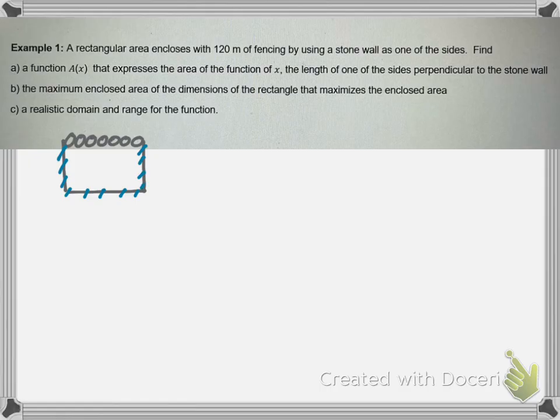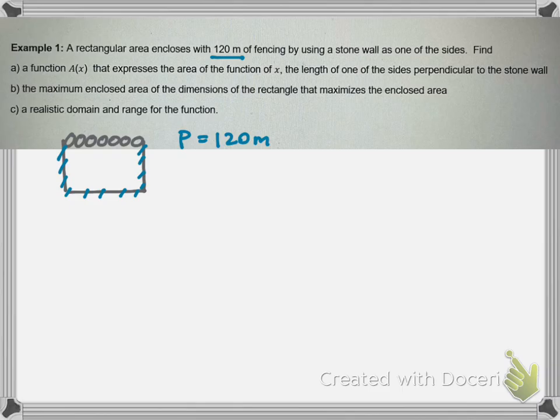And what I know is that it's going to enclose a rectangular area, and I have 120 meters of fencing. Notice the unit is not meters squared. If it was meters squared, we'd be talking about area. But because we said 120 meters, we know we're talking about perimeter. So the perimeter is equal to 120 meters. What we need to do is find a function A of x that expresses the area in terms of x, which is the length of one of the sides perpendicular to the stone wall.